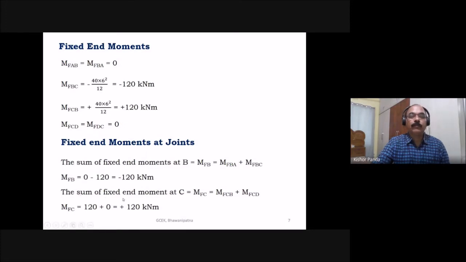Similarly, find the sum of fixed end moments at joint C. MFC is equal to MFCB plus MFCD. MFCB is 120 and MFCD is 0, so 120 plus 0 is equal to 120 kilonewton meter. So these are the fixed end moments at joints B and C.